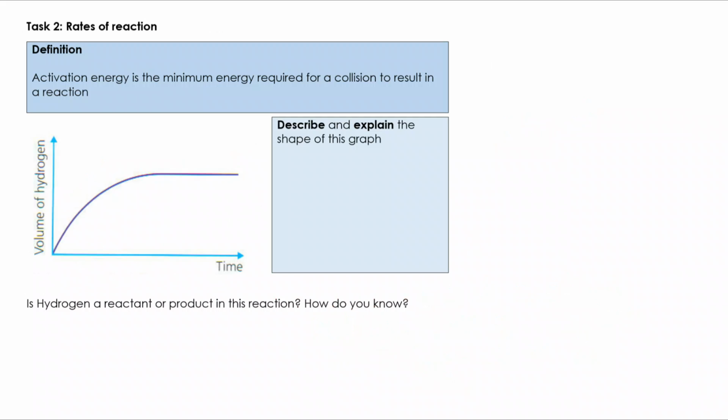So let's take a look at rates of reaction here. We have a definition for activation energy, the minimum energy required for a collision to result in a reaction. And that feeds into what we've just been talking about. We've got a couple of questions here for you to try, describing and explaining the shape of the graph and telling us whether hydrogen is a reactant or product in this reaction. When you've tried that and when you're ready, move on and review your answers.